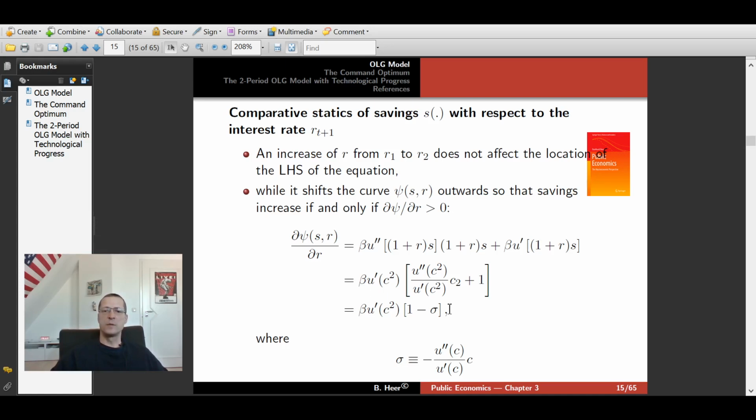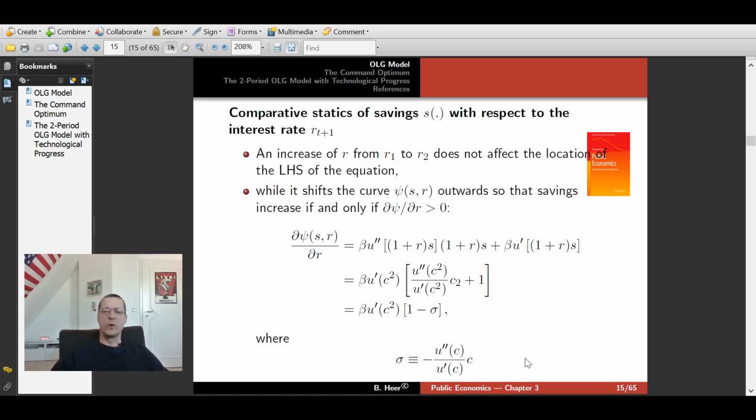So it's beta times u prime of c2 times (1 minus sigma), where sigma is given by the expression in the bottom line, which is equal to minus u double prime over u prime times c. So sigma is the elasticity of the marginal utility with respect to consumption, which is also equal to the inverse of the intertemporal elasticity of substitution. You got to know this intertemporal elasticity of substitution in chapter 2 on the Ramsey model.